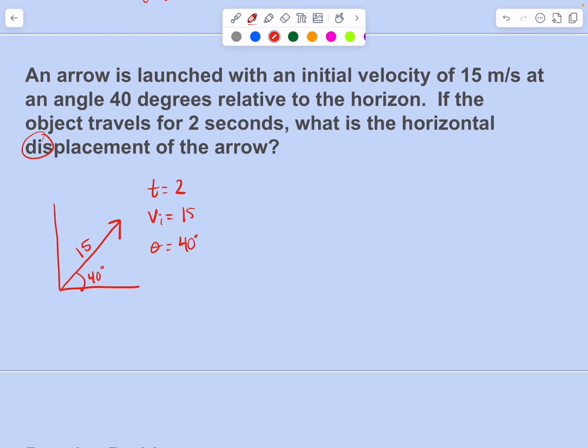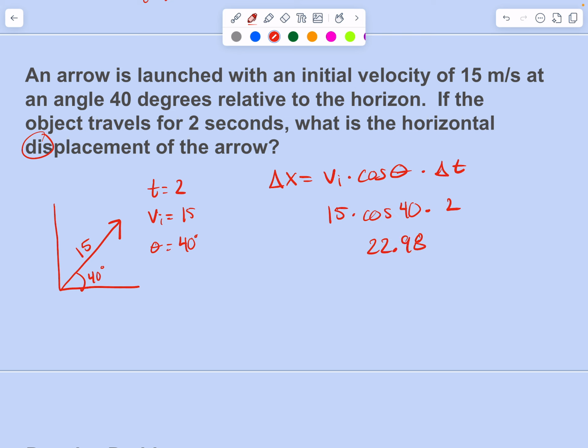I can now find my horizontal displacement, and the formula for that is horizontal displacement, delta x, equals v_i, the initial velocity, times the cosine of theta times the change in time. In this case, our initial velocity is 15, and we multiply that by cosine of 40, and then multiply that by 2. When we put that into our calculator, and it's important to know how to use your calculator, I end up with 22.98.